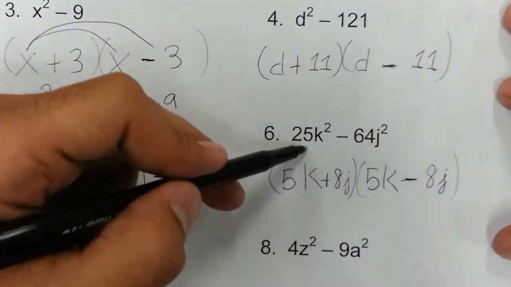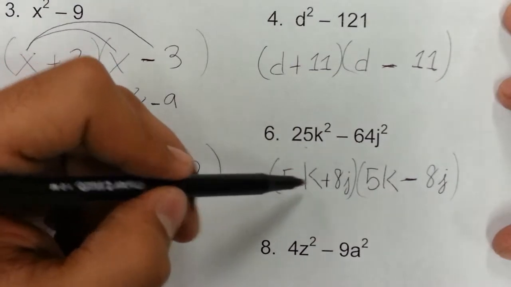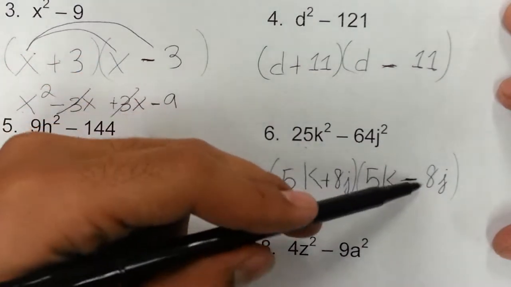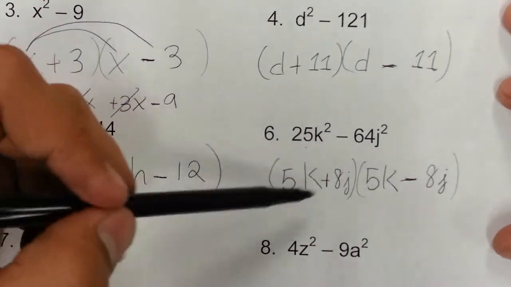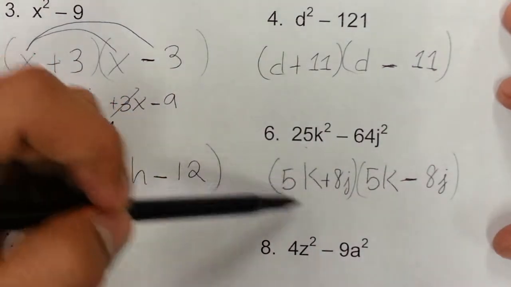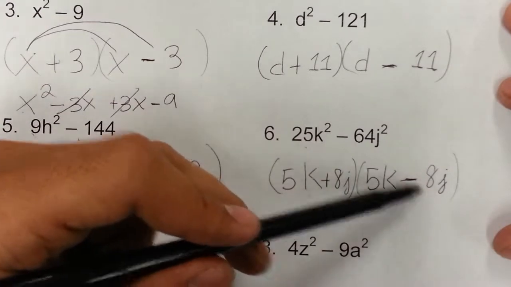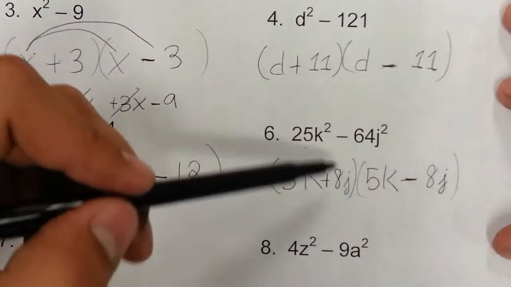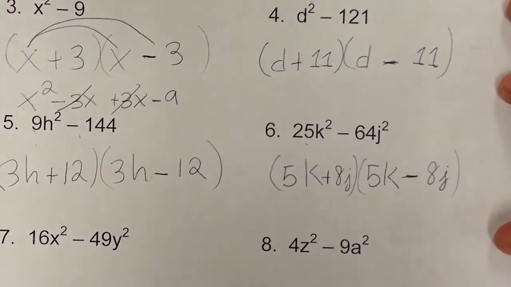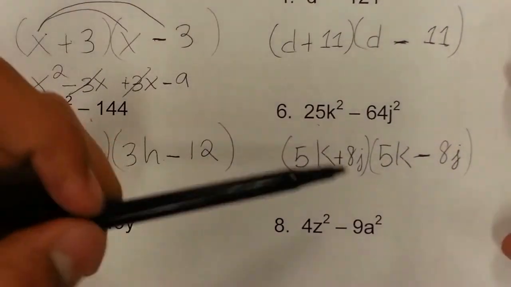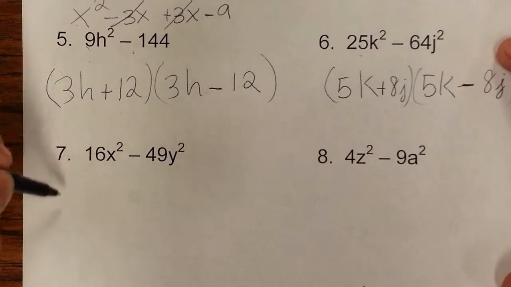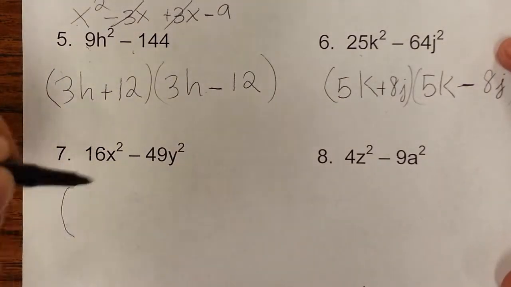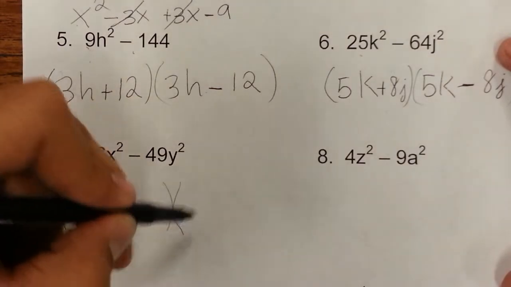5k times 5k, 25k squared. And then we've got positive 8j times negative 8j makes the negative 64j squared. Looking good so far. If we were to go ahead and distribute out these outer terms, like the 5k, the negative 8j, and the 8j and the 5k, you would see that they would form a zero pair, and they would cancel out. So this is the correctly factored form of number 6. Number 7 asks us to do 16x squared minus 49y squared. So we'll open up the parentheses.